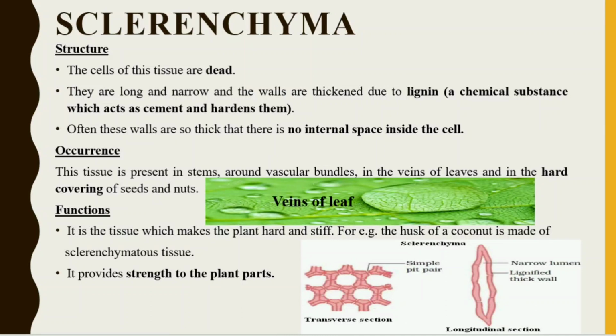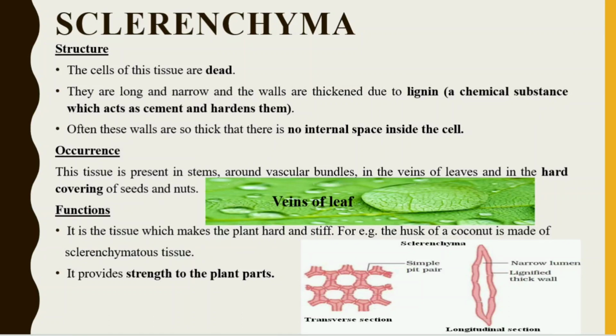Where they are present, so the occurrence. Now let's talk about their occurrence. You can see here in this figure it has been mentioned veins of leaf. So yes, this Sclerenchyma is present in the veins of leaves. They are also present in the stems, around the vascular bundles. Vascular bundles are the arrangement of xylem and phloem. So around this arrangement of xylem and phloem they are present.